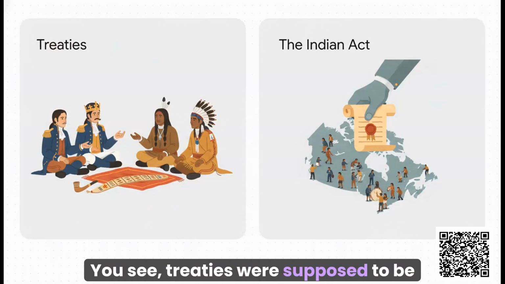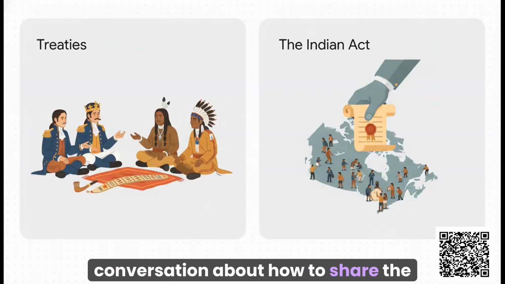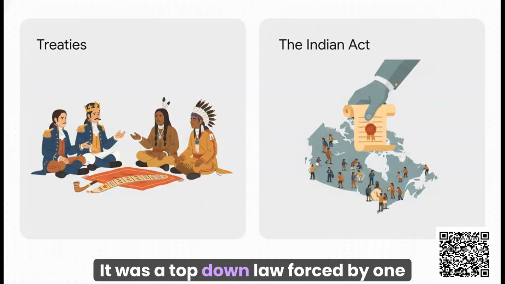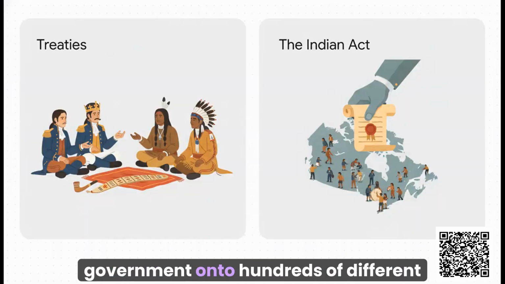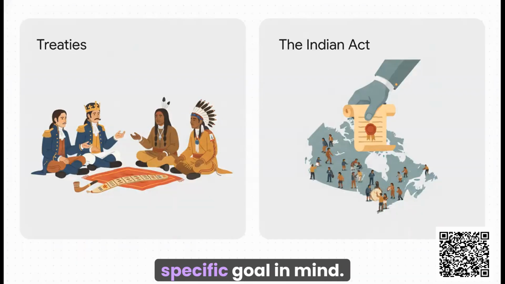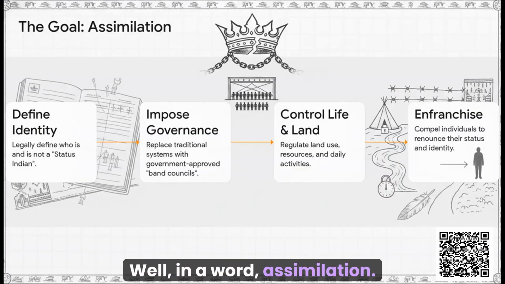And this slide really lays it all out. You see, treaties were supposed to be nation-to-nation negotiations, a conversation about how to share the land. The Indian Act was the complete opposite. It was a top-down law forced by one government onto hundreds of different distinct nations. And it had a very, very specific goal in mind. So what was that goal? Well, in a word, assimilation.